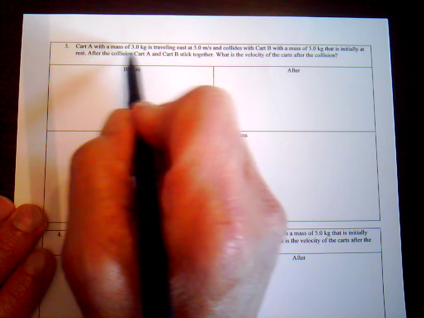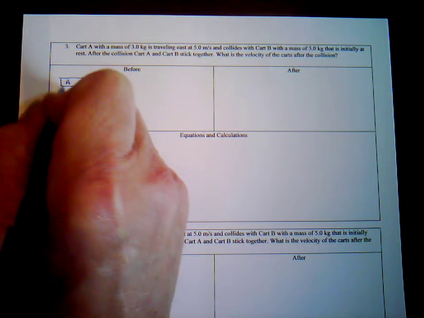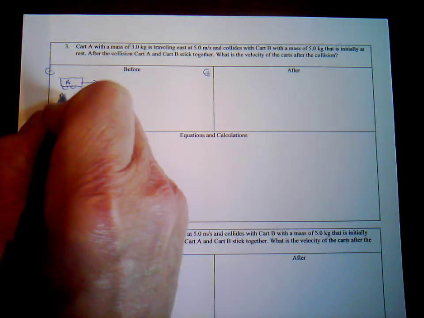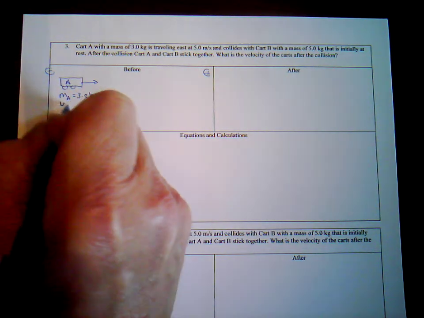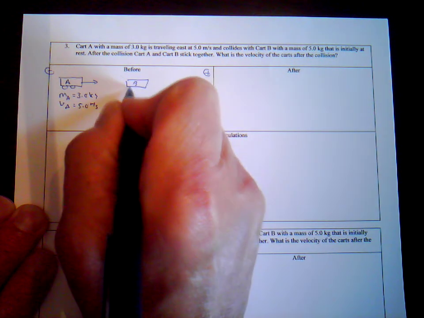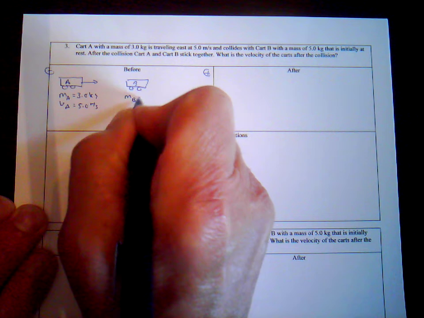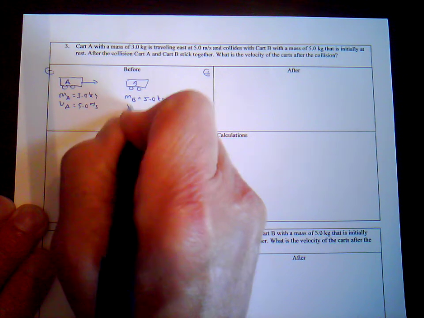So we have a cart A, mass 3 kilograms, traveling at 5 meters per second. So again, this is cart A. It's traveling to the east. Again, east is positive, west is negative. And the mass of A is 3 kilograms. The velocity of A before the interaction takes place is 5 meters per second. Collides with cart B. That's cart B. Cart B, mass of B is 5 kilograms. And the velocity of B before the collision is stationary, 0.